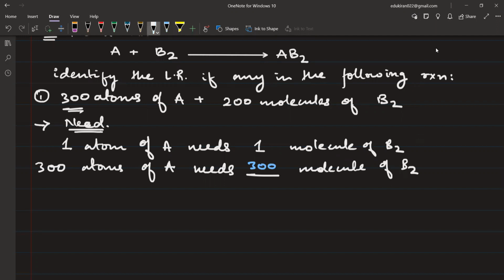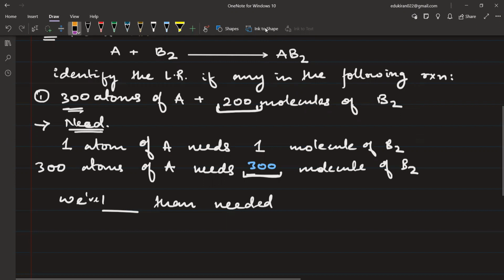Okay. So we have how much? More than needed or less than needed? Tell me. The needed is 300. We have 200 molecules according to the question of B2. Tell me if we have less than needed or more than needed. Less than needed.